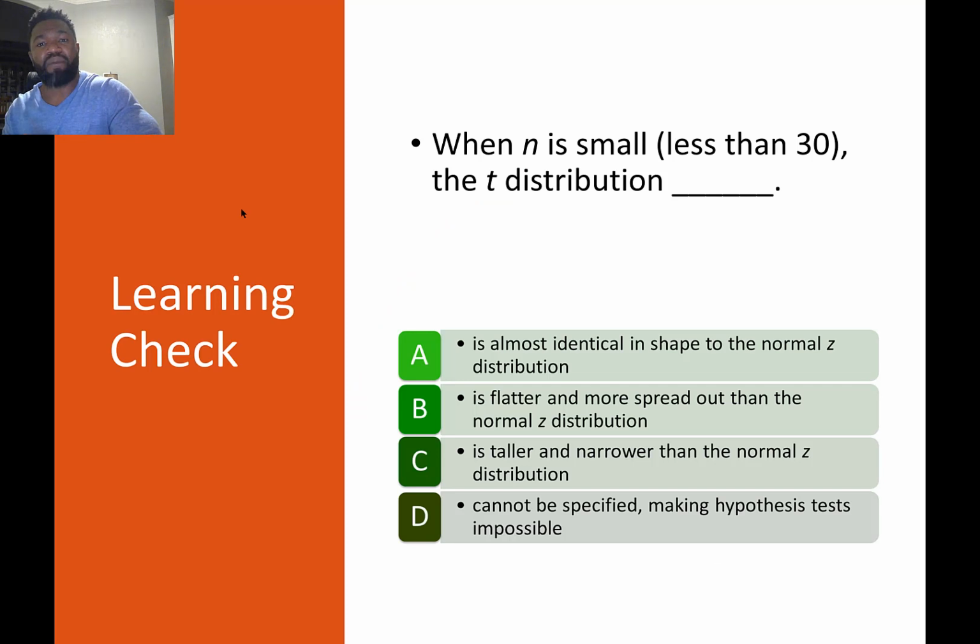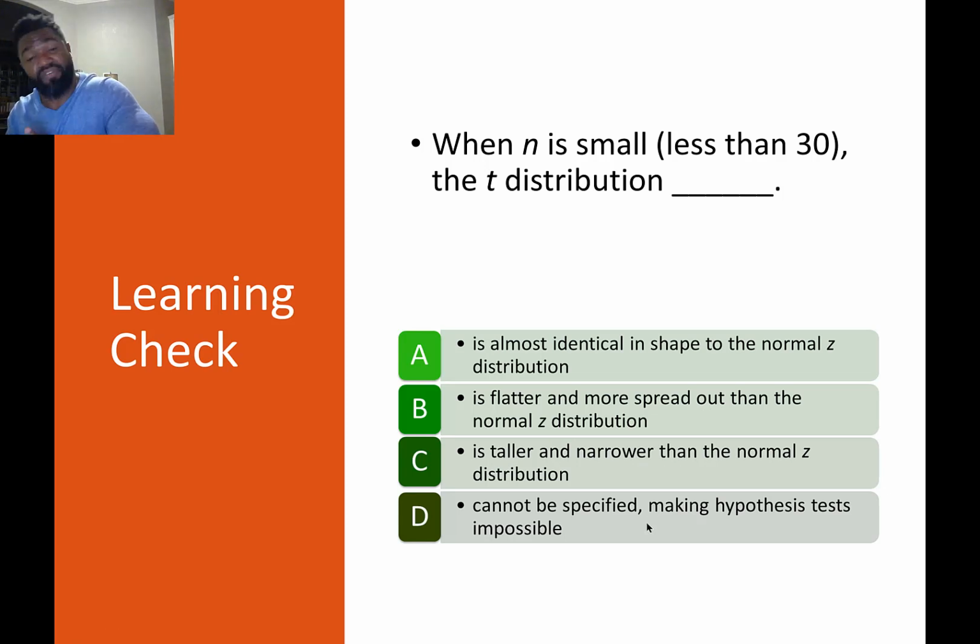Now, when n is small, when n is less than 30, what do we know about the t-distribution? Let's do a learning check here. Is it identical in shape to the z-distribution? Is it flatter and more spread out than the z-distribution? Is it taller and more narrow than the z-distribution? Or, we can't tell.